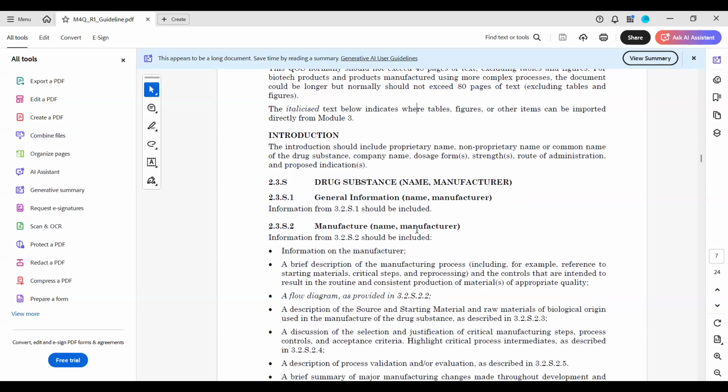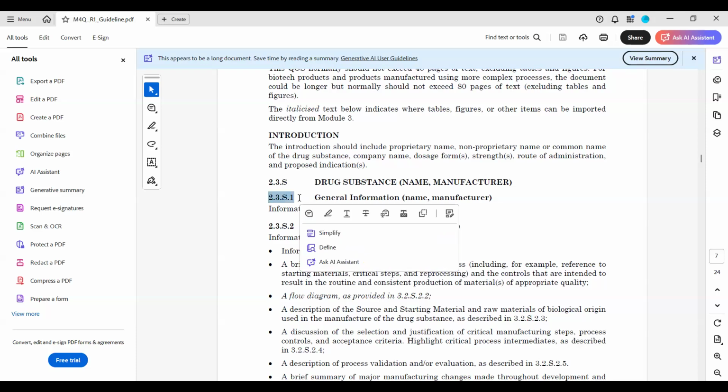For example, in drug substance, you provide general information. All that information that is provided in section 3.2.S.1 of module 3 for drug substance will be summarized in 2.3.S.1 of 2.3.S module 2.